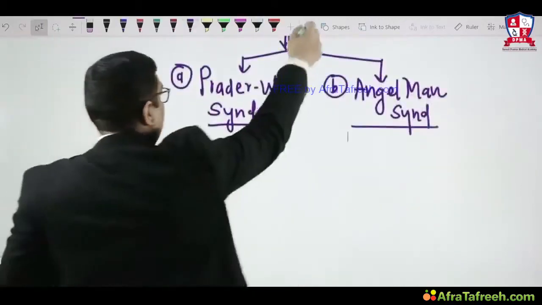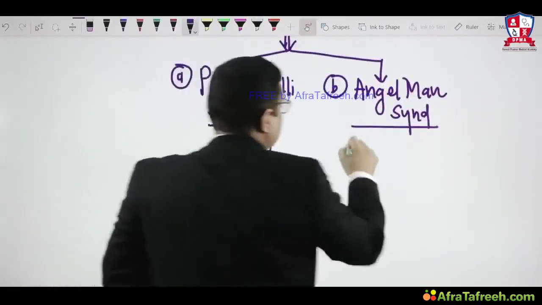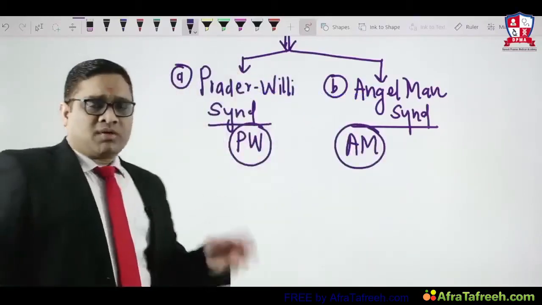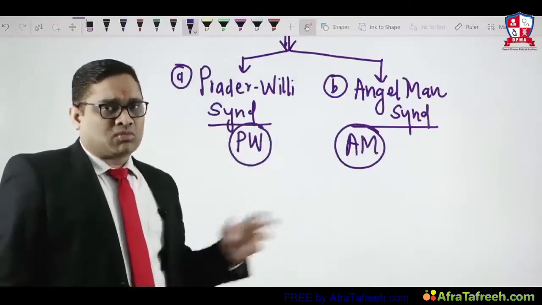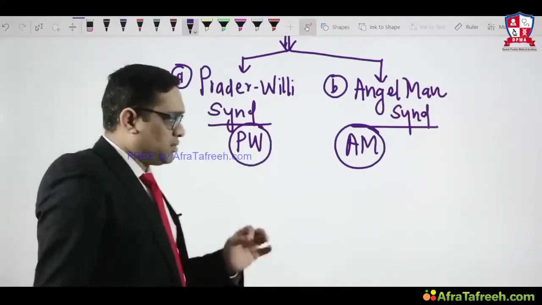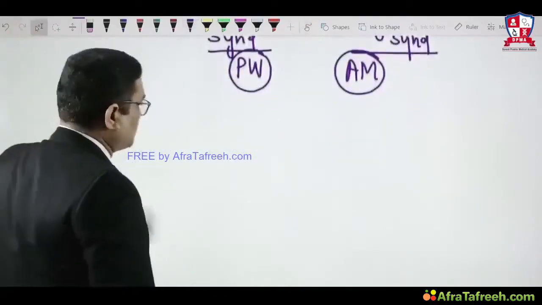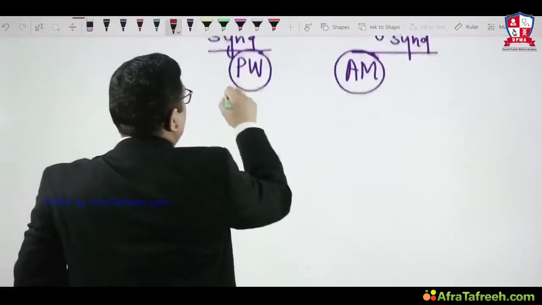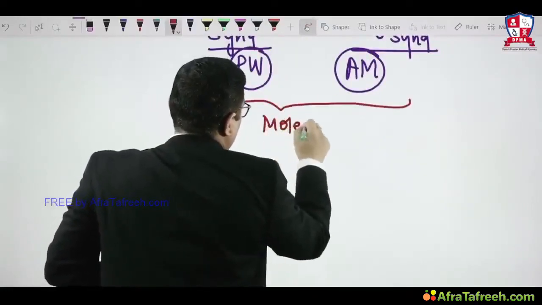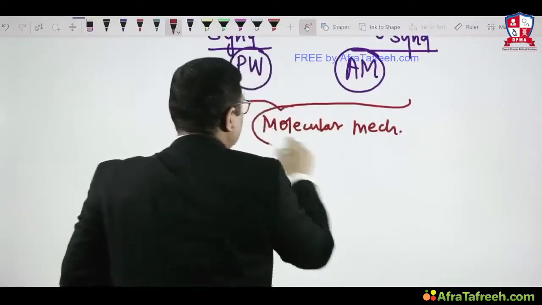In future, when I am writing, I will be using short forms. For Prader-Willi, I will write PW, and for Angelman, I will write AM, right? They are because of abnormal genomic imprinting in chromosome number 15 long arm. That is also one important MCQ which we have to keep in mind. Now I am going to discuss the molecular basis of these two syndromes. What is the molecular mechanism in development of these two disorders?